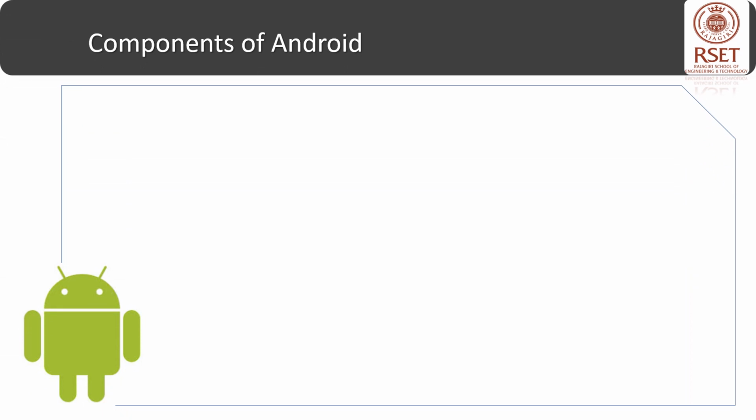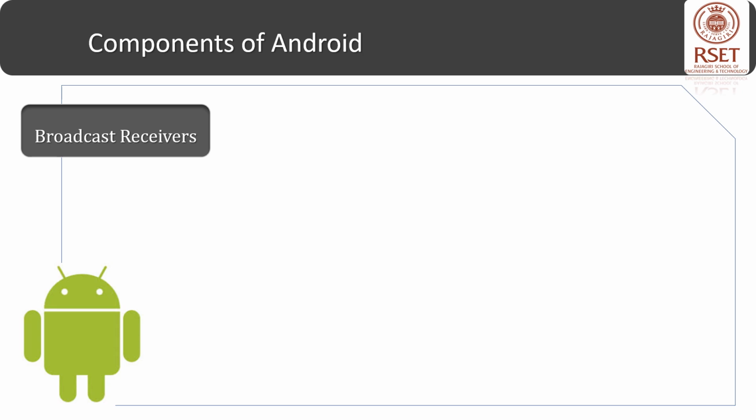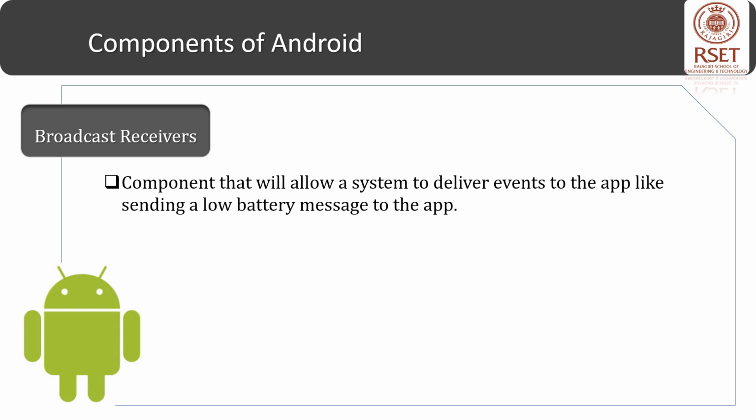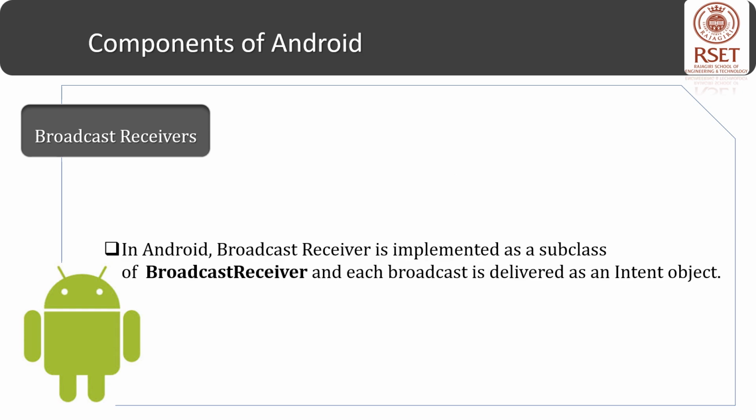Now let's discuss broadcast receivers, which is another Android component. These are Android components that allow a system to deliver events to the app, like sending a low battery message to the app. The Android components which allow you to send or receive Android system or application events can be called a broadcast receiver. In Android, broadcast receivers are implemented as a subclass of BroadcastReceiver, and each broadcast is delivered as an intent object.